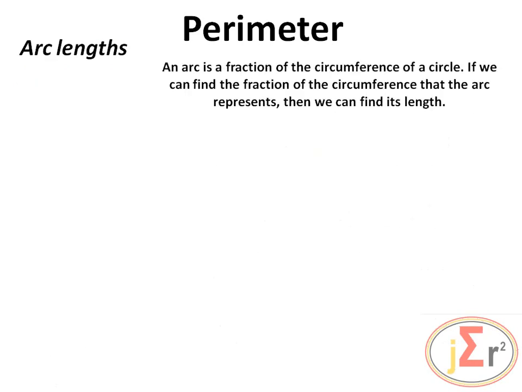We're going to be looking at the length of an arc. That is a portion of the circumference of a circle. An arc is a fraction of the circumference of a circle. If we can find the fraction of the circumference that the arc represents, then we can find its length.